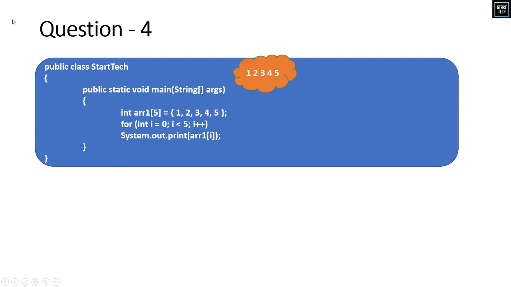Is it 1 2 3 4 5? What will be the output of this program? Is it 1 2 3 4 5? Is it an error, or is it none of these, or anything else? It's very simple but tricky, right?